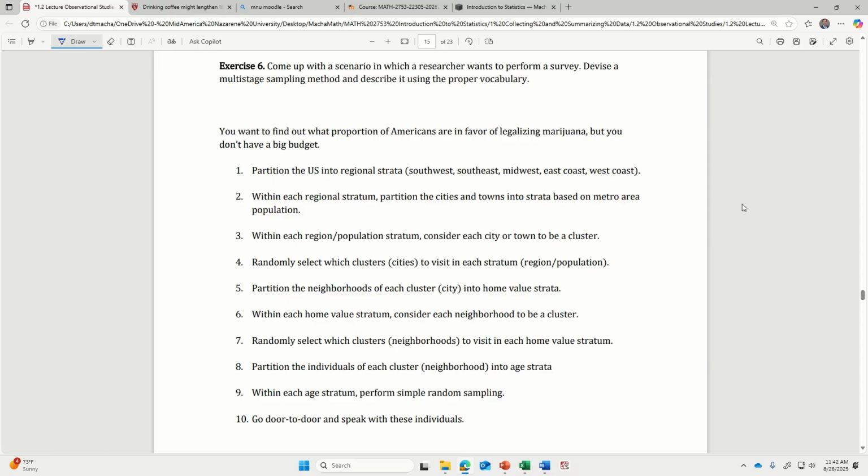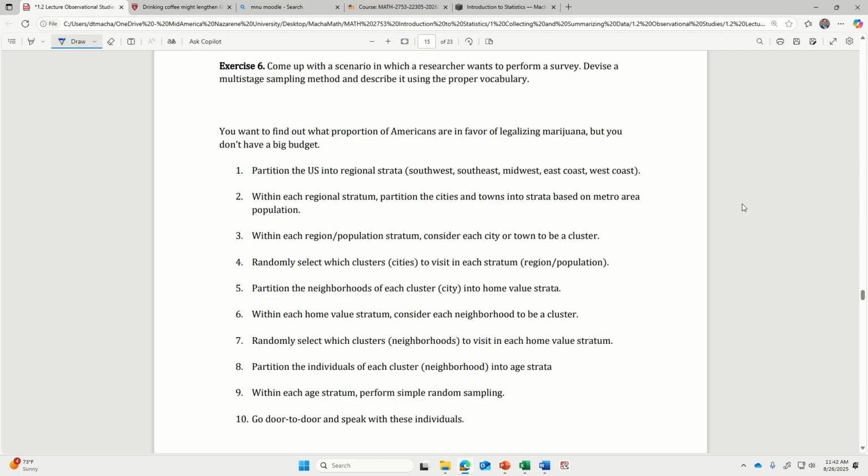So exercise 6 on your homework says, come up with a scenario in which a researcher wants to perform a survey and devise a multi-stage sampling method. This is what you might come up with. You might say, I want to know what proportion of Americans are in favor of legalizing marijuana, but I don't have a big budget to conduct this survey. So I'm not trying to do a simple random sample of the entire American population because I can't get their names, I can't assign them numbers, and I can't travel to meet all of them. So that's beyond my budget.